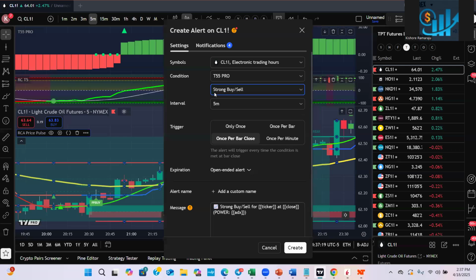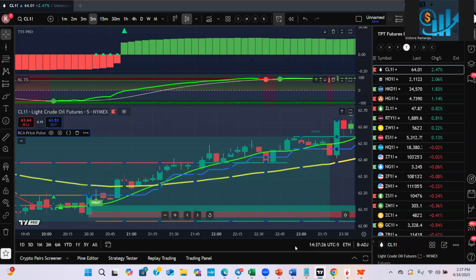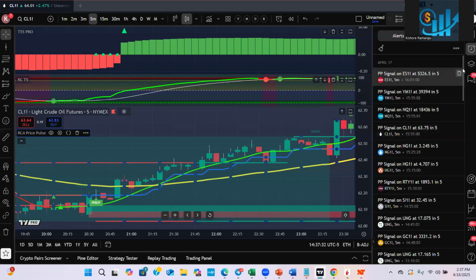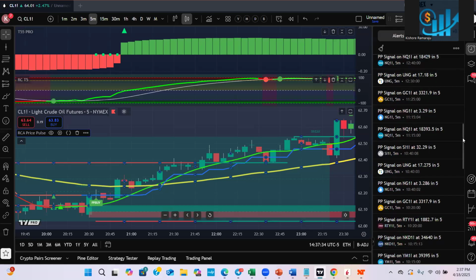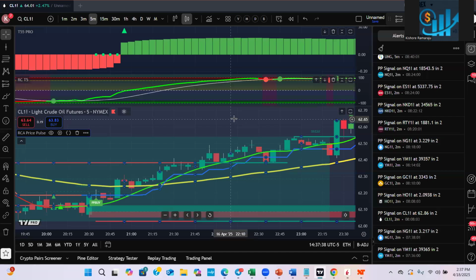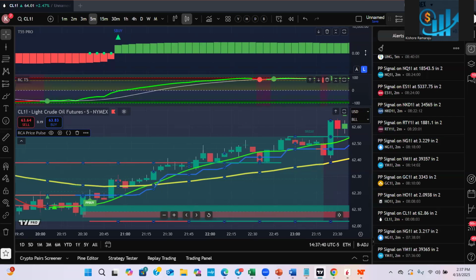Right? For that one, price pulse strong buy, price pulse strong sell. For this one, for the strategy 2 or the trade plan 2, you have to use a strong buy, strong sell. Whenever you receive a notification that strong buy, strong sell, for example, if you see here, you got a strong buy, right? S buy means strong buy.